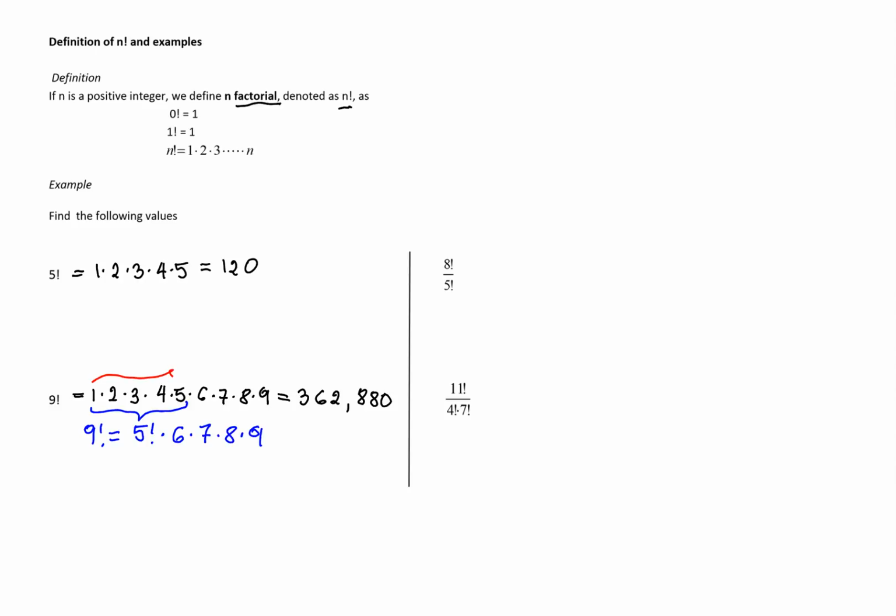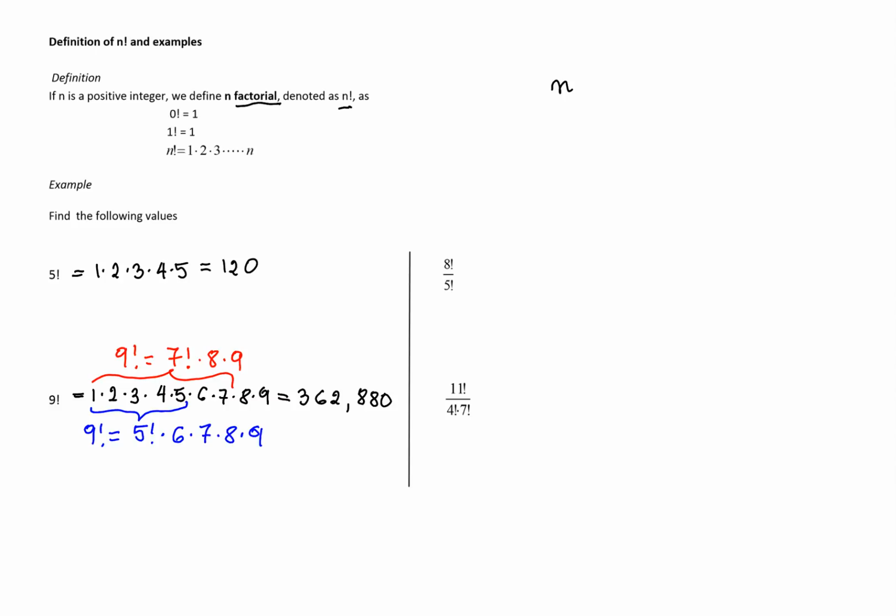There was nothing special about the number 5 that we chose. We can consider the product of the first 7 numbers, and that's going to be 7 factorial. So we can also write that 9 factorial is 7 factorial times the remaining factors. And this is a property of any factorial.